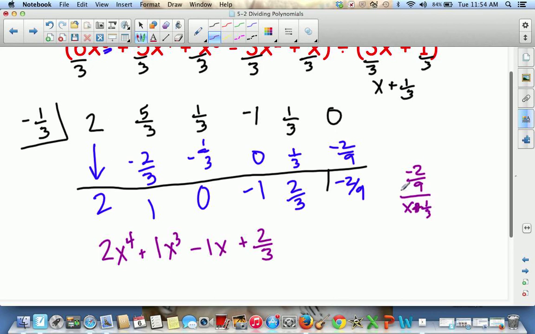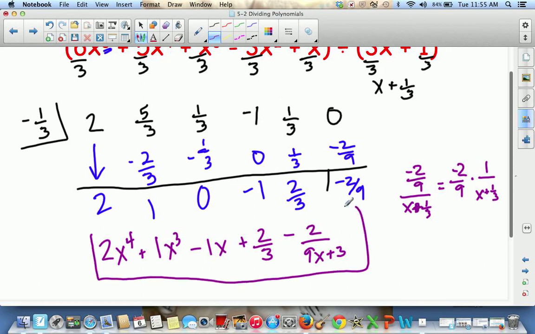And we can't really have a fraction within a fraction. So is this not the same as a negative 2/9 times 1 over x plus 1/3? Isn't that the same? Multiplying by the reciprocal, same as dividing, of course. So we have a negative 2 over, if we multiply these, we have 9x plus 3. So because this is illegal, we can't have a fraction within a fraction, so we just go ahead and multiply by the reciprocal. And there we go.